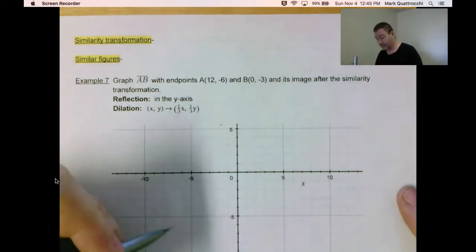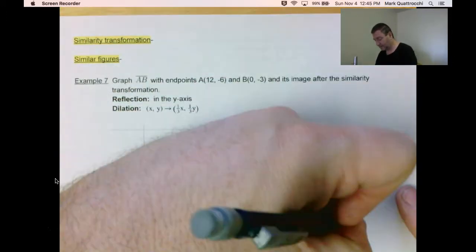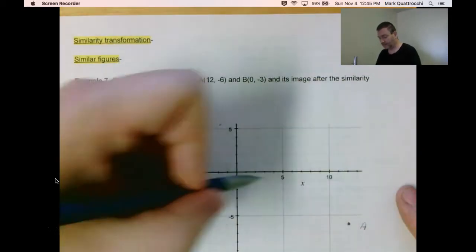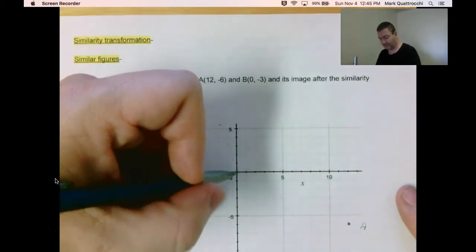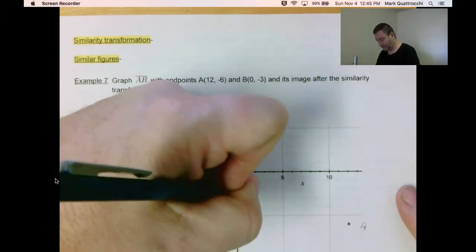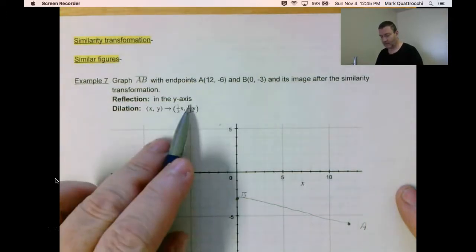So the pre-image A, B is at (12, -6). Here's point A. Point B is at (0, -3). Here's point B. And here's my segment AB. Let's do the reflection in the y-axis first.